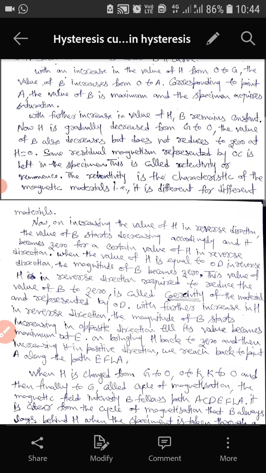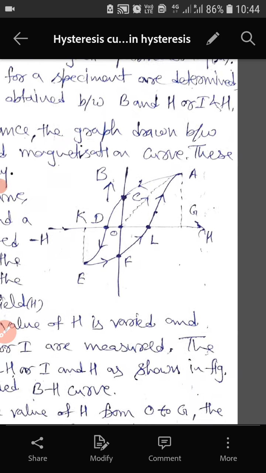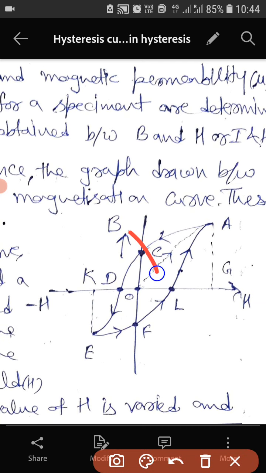And the shape of this hysteresis loop is different for different materials. This you can understand because we have just described the value of retentivity. This value of retentivity will be different for different materials, so correspondingly the loop which we will get will also be different.